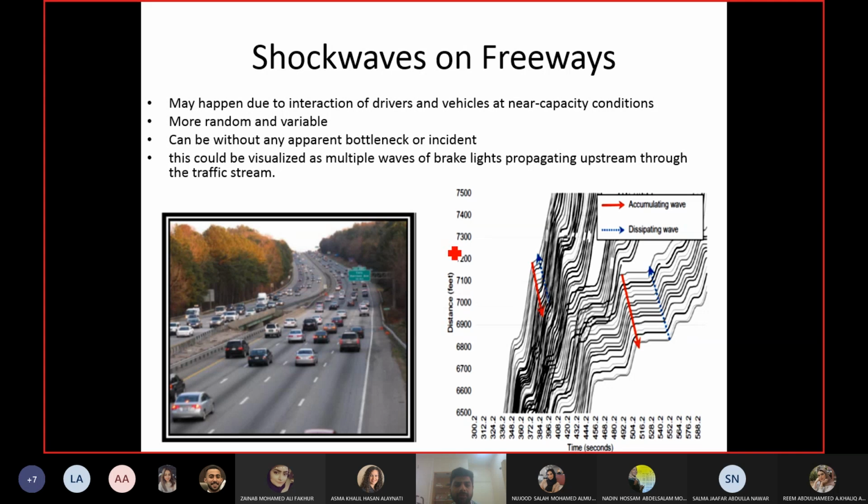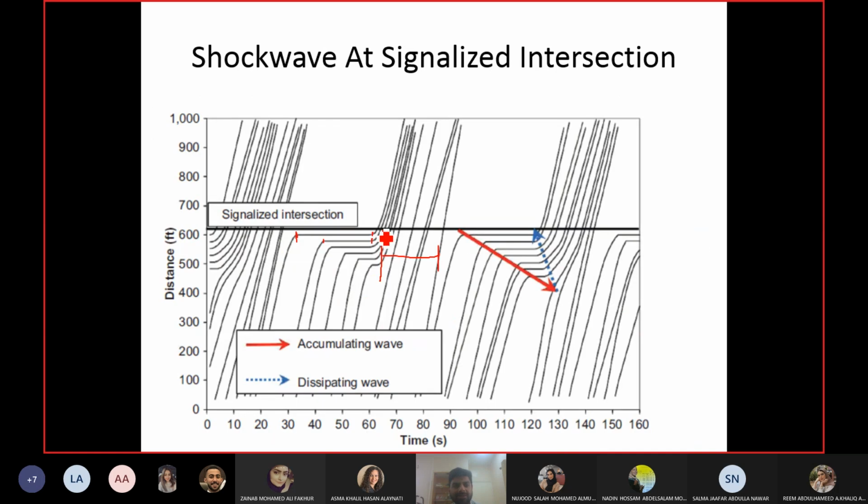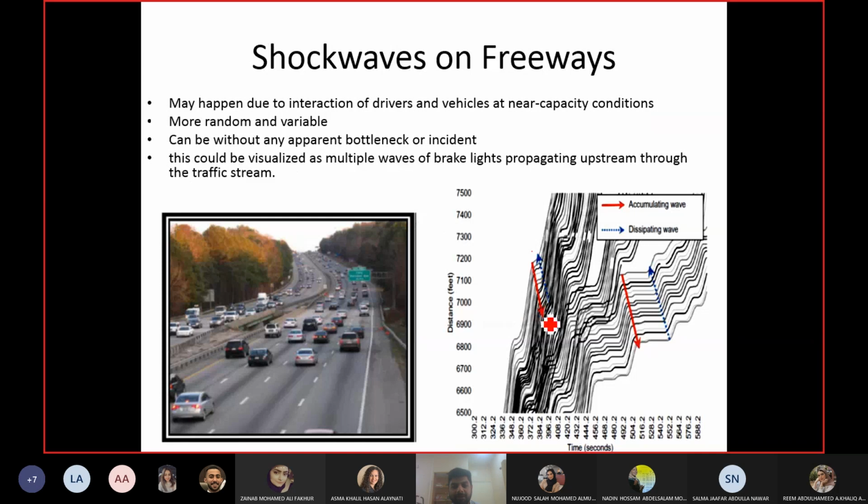Okay, so shock wave on signals is very common, very easy to observe. And I showed you in the previous slide. You can actually see where the signal is, and the shock wave will always be around that line. It will accumulate from here, and it will always dissipate to the signal. Okay, but a freeway doesn't have intersections and signals.